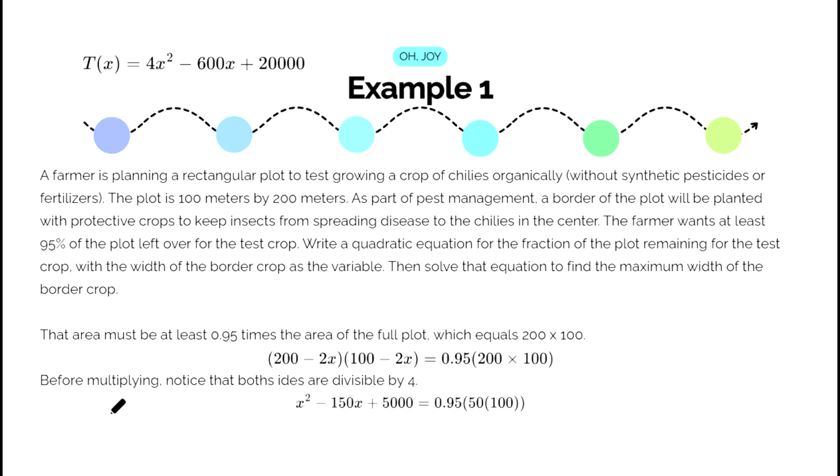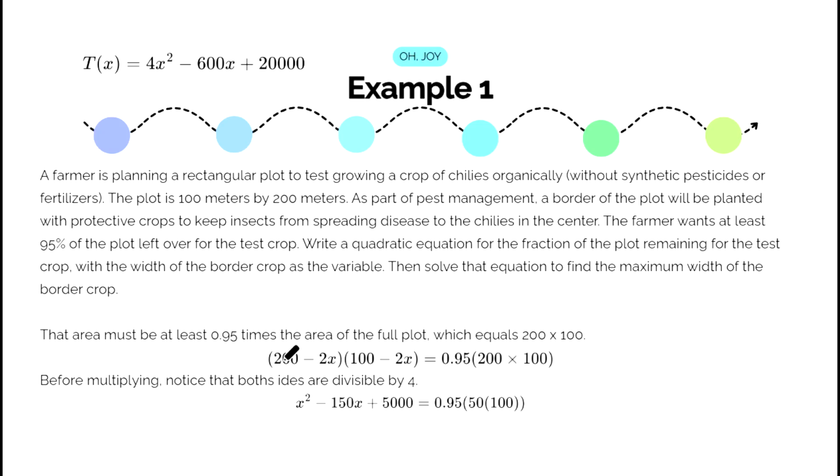Now, I don't know why they're doing this to me, why they're making my life so hard, but it says before multiplying, notice that both sides are divisible by 4. Why? Why are you making me do this? Just stop. No. Why make my life so much harder than it has to be? I just don't understand, okay?